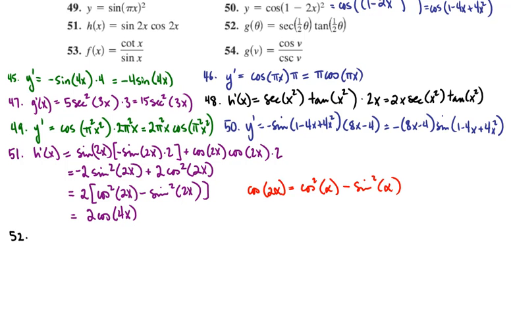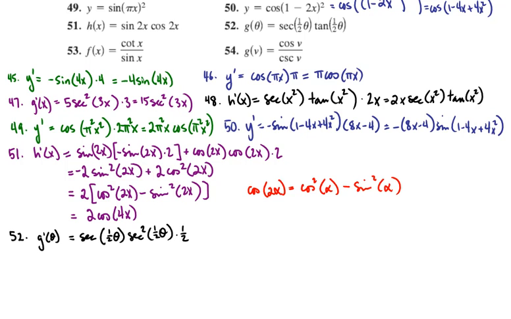For 52, we have another product. We have g of theta is secant of 1/2 theta plus tangent of 1/2 theta. And we'll have to do a product rule again. So we'll say g prime of theta is the first times the derivative of the second. So we get secant of 1/2 theta times the derivative of tan 1/2 theta, and the derivative of tangent is secant squared. We'll leave the inside alone, then times the derivative of the inside, which will be 1/2.